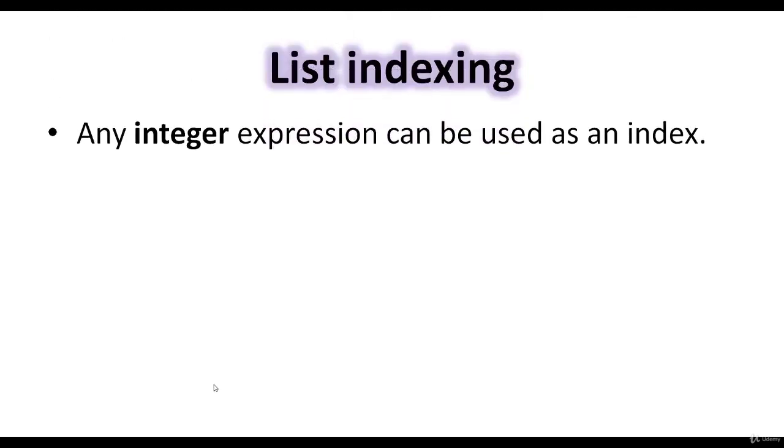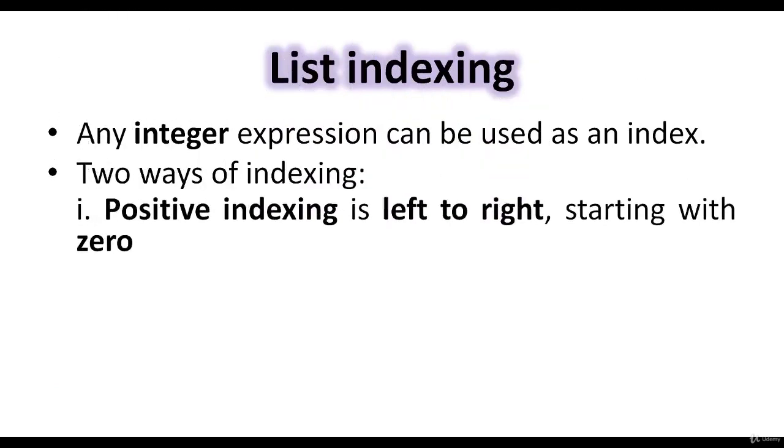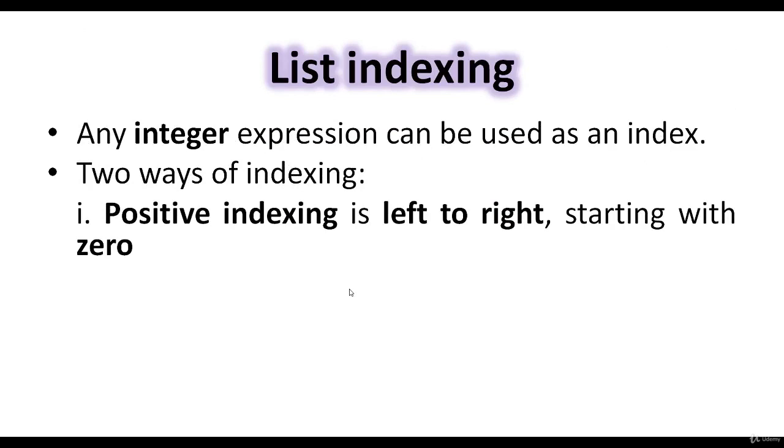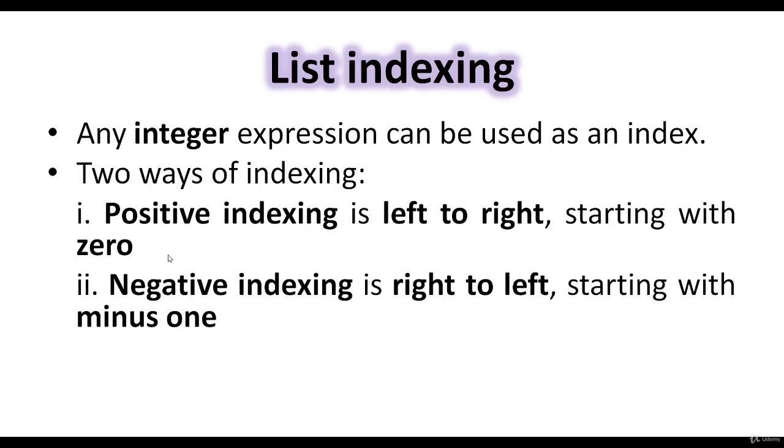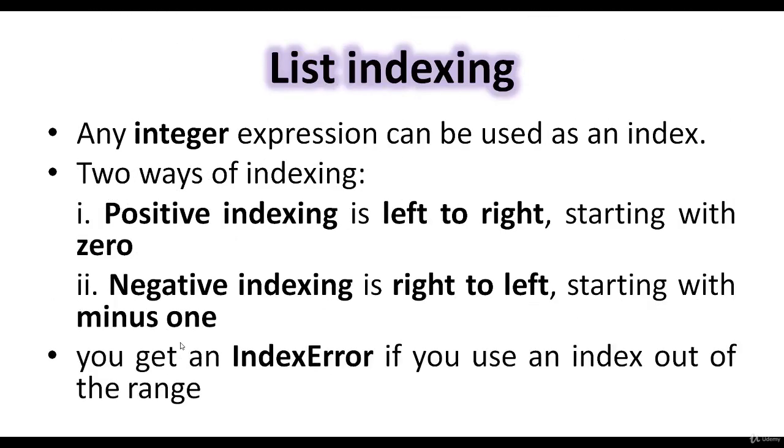List indexing. Any integer can be used as an index. There are two ways of indexing. Positive indexing, it is left to right starting with 0. And negative indexing, it is right to left starting with -1. You will get an index error if you use an index beyond the range.